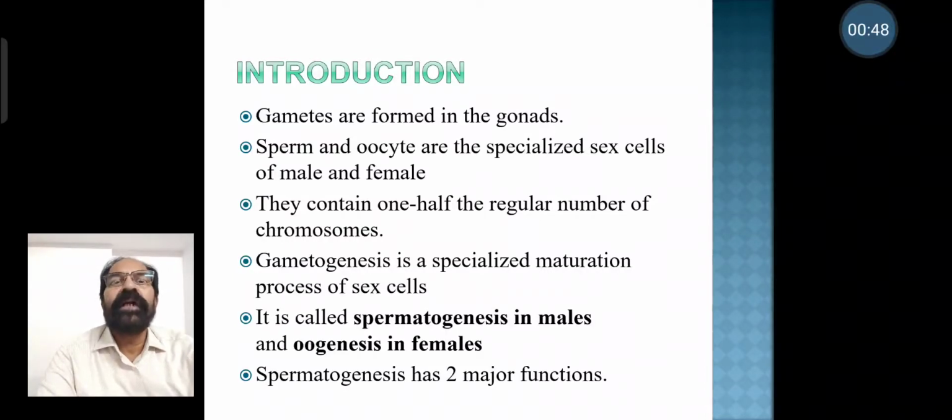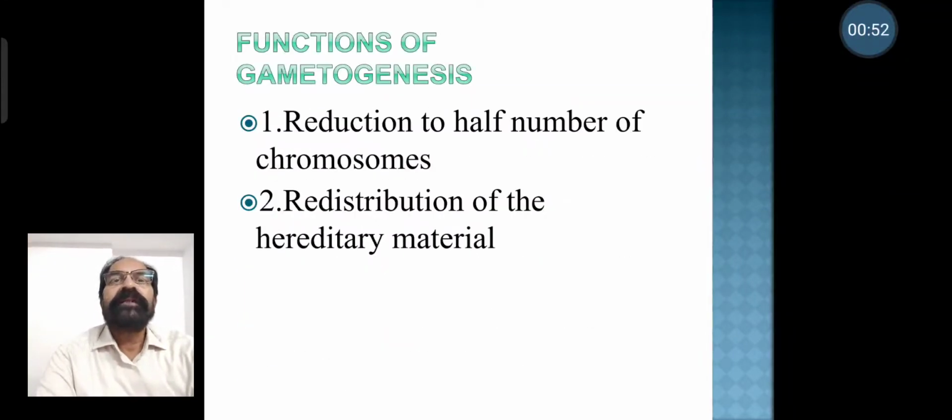Gametogenesis has two functions. Functions of gametogenesis: one is reduction to half the number of chromosomes, and the second one is redistribution of hereditary material.